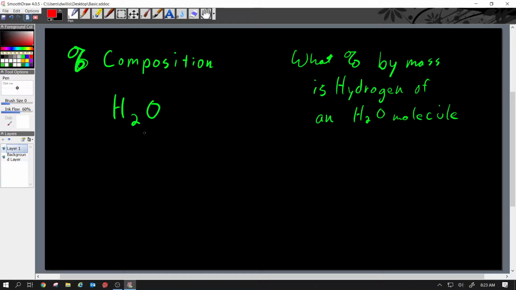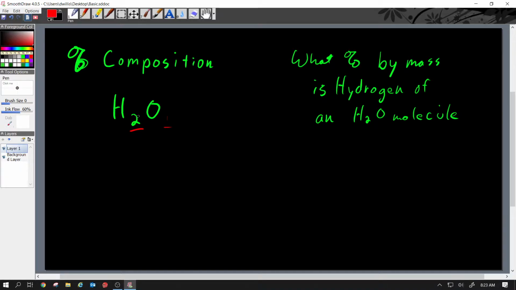Yeah, a lot of people look at that and they say, hey, there are two hydrogens and that implied one oxygen. And so people say, hey, there are three atoms in water. Two of those are hydrogen, so clearly it must be 67%. That is true in terms of numbers. Here's the thing.